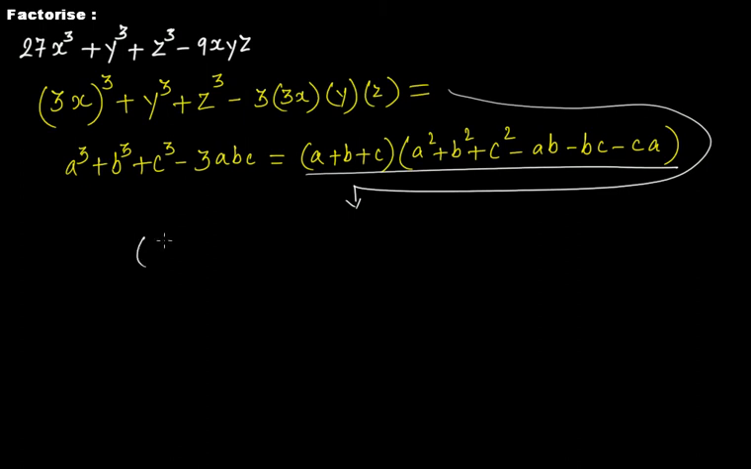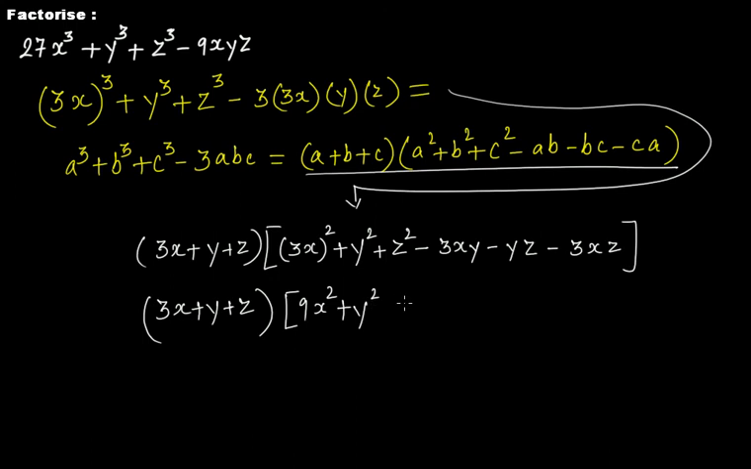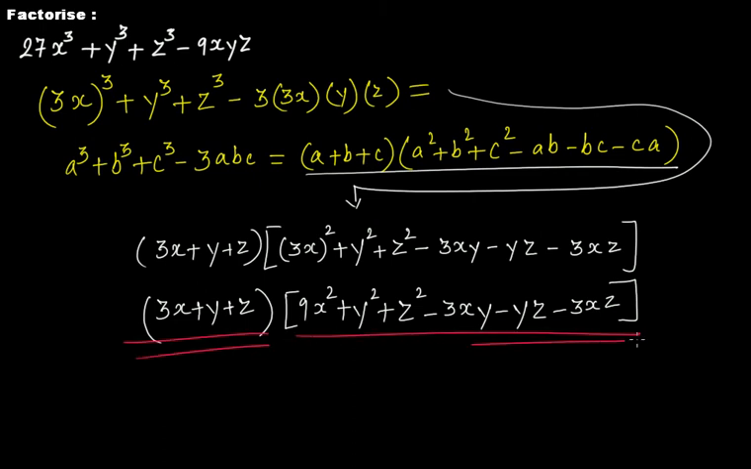So a plus b plus c means (3x plus y plus z) multiplied by ((3x) whole squared plus y squared plus z squared minus ab means 3xy, minus bc means yz, and minus ca means z multiplied by 3x, that is 3xz), right? So from here you get (3x plus y plus z) multiplied by (9x squared plus y squared plus z squared minus 3xy minus yz minus 3xz). These are the two factors of this polynomial, and it was of the form this one.